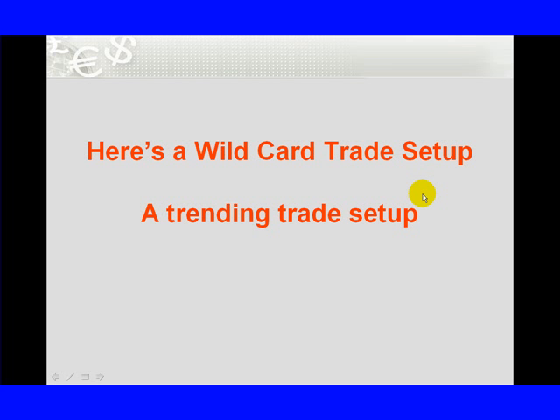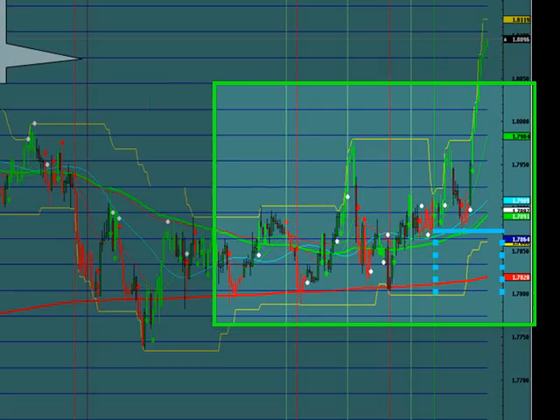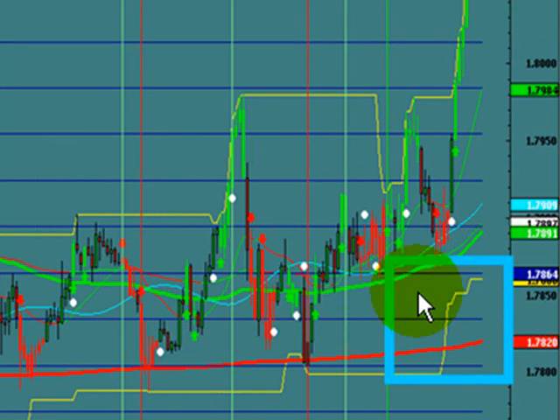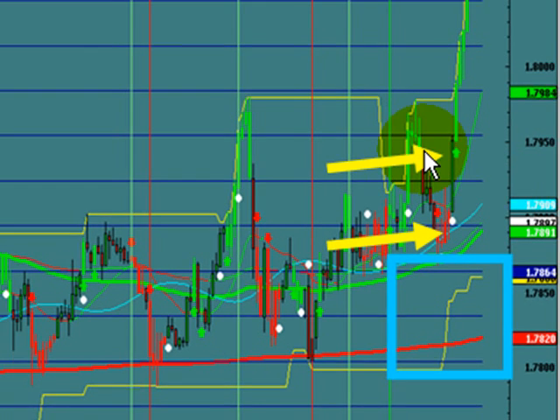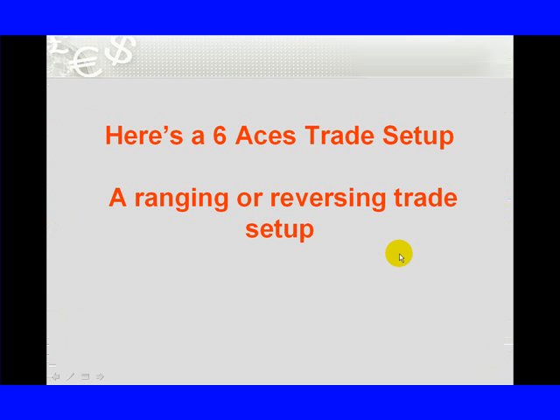Okay. So here's a wild card trade setup. It is a trending trade setup. So we use harmony and momentum on the very same chart. You can see right over here that this is the desert area, and we have moved away from the desert. Therefore, we are only a buyer. Okay. The next thing we need are the big boys entering. That's that little white dot that shows up that says, yes, the big boys entered at the 60-minute level. Now we need to see our signal, which is an arrow and a painted candle. And when that arrow and painted candle shows up after the white dot, moving away from the desert, we have a trade.